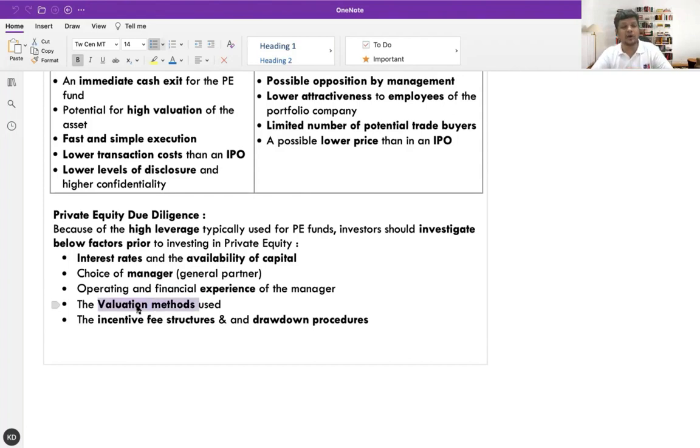We are now in the next part going to understand the valuation part of PE and the incentive fee structures and drawdown processes. Why? Because the more and more the incentives there are, the riskier it is. Clear? There will be less money left for you in the fund. Correct. Remember, incentives also push the general partner to take riskier bets. Isn't it? Yes. So all these factors and many more should be taken into consideration while you are thinking of investment into PE funds.